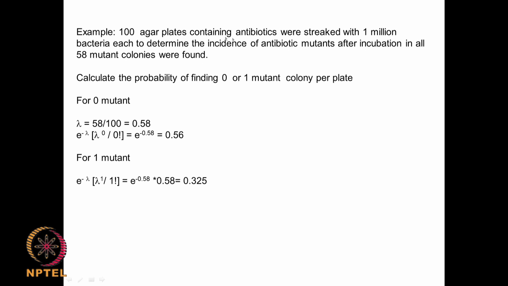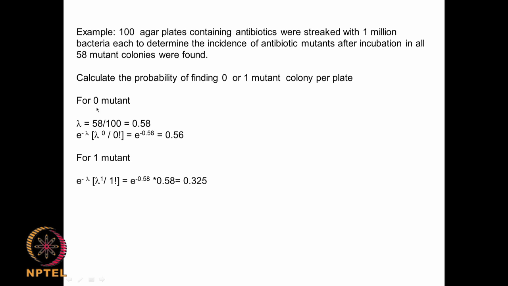There are 100 agar plates containing antibiotics, streaked with 1 million bacteria each to determine the incidence of antibiotic mutants after incubation. In all, 58 mutant colonies were found. Calculate the probability of finding 0 or 1 mutant colony per plate. Obviously, I found 58 colonies in 100 plates, so my lambda will be equal to 0.58, that is the incidence.